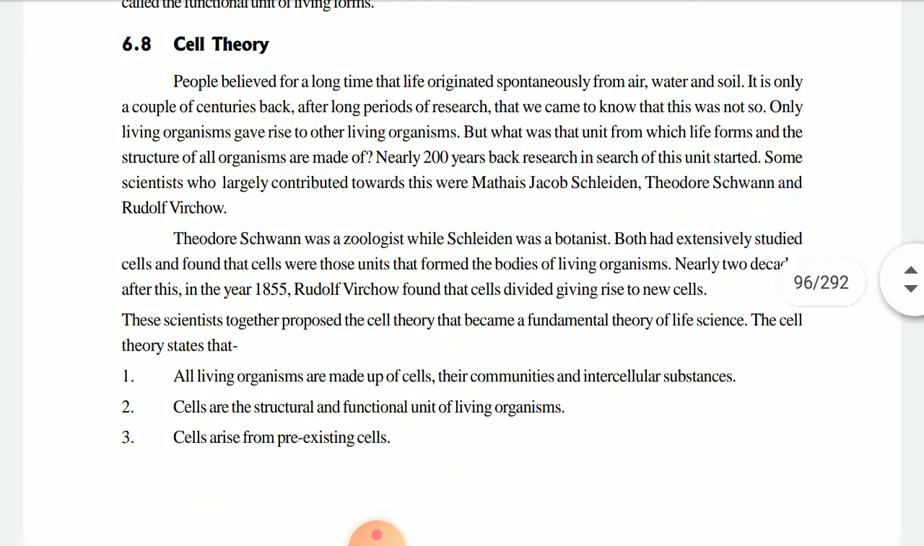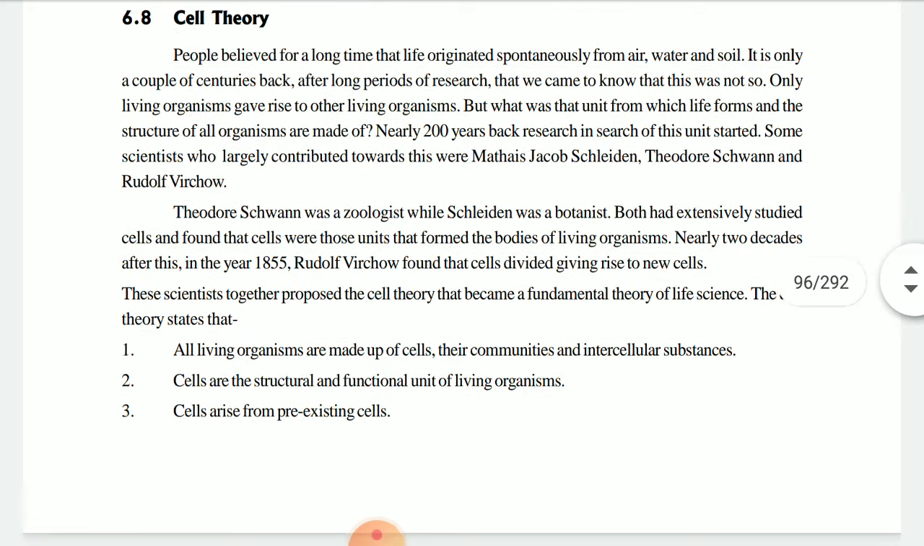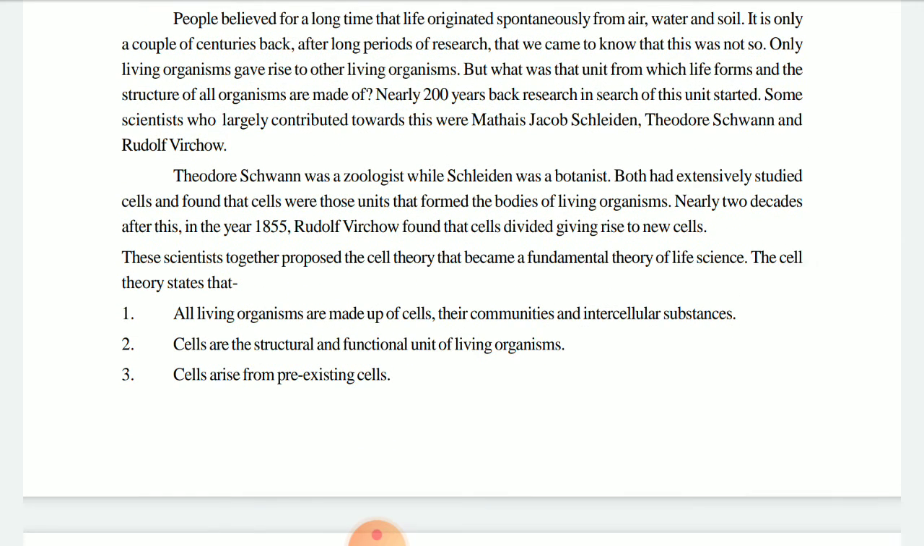Cell theory. Cell theory was given by Schwann, who was a zoologist, and Schleiden, who was a botanist. Schwann and Schleiden gave the theory of the cell. They postulated various points. The first important point: all living organisms are made up of cells and the intercellular substances within them. The cell is the structural and functional unit.